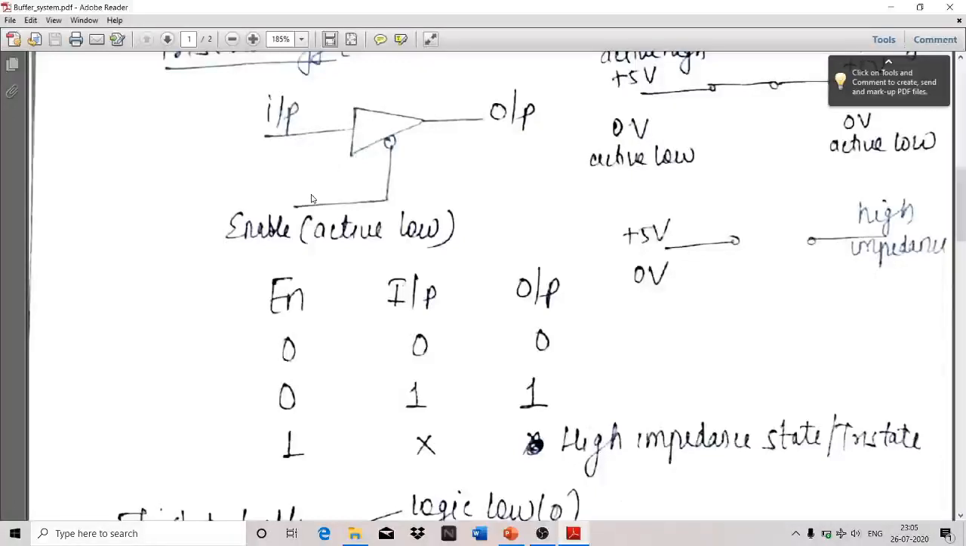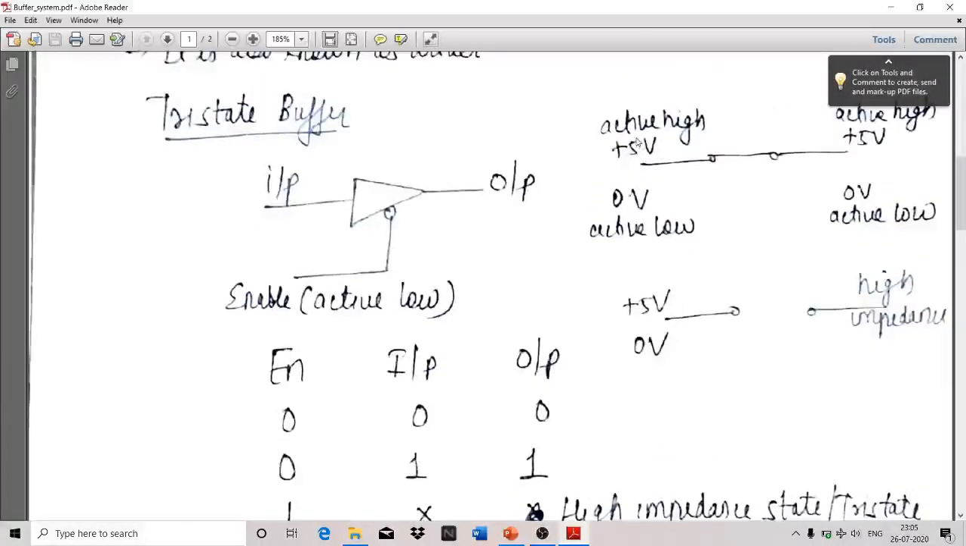Now let us see what is happening when you are providing enable as 0. When you provide enable as 0, it means what? 0 will convert into 1. So there will be a short circuit between your input and the output. Now if you provide plus 5 volt, when you are giving enable as 0, there will be a short circuit, or you can say a bridge will form between input and the output. Now if you provide plus 5 volt, then you will receive plus 5 volt at the output.